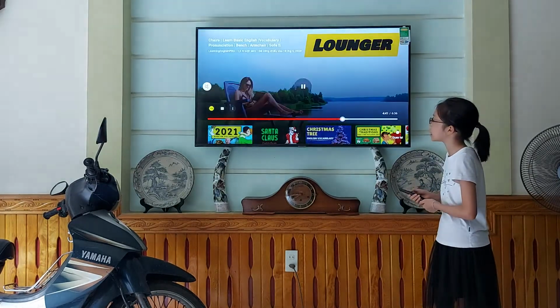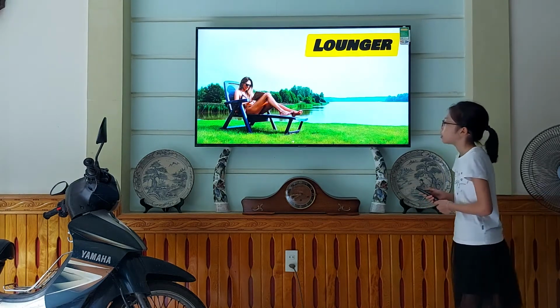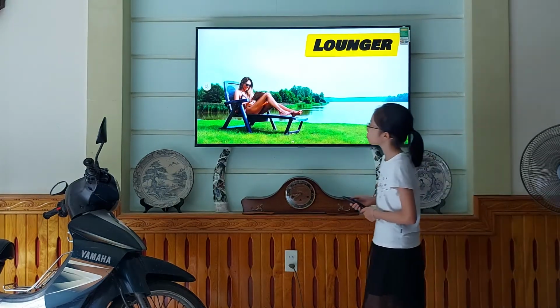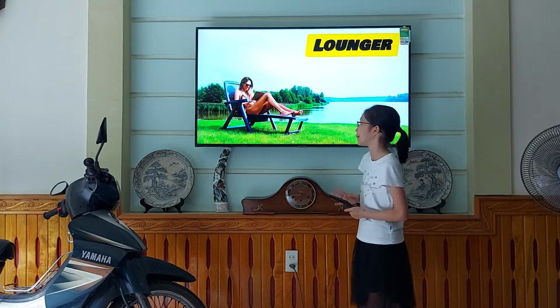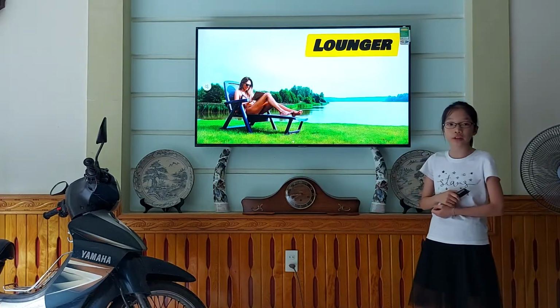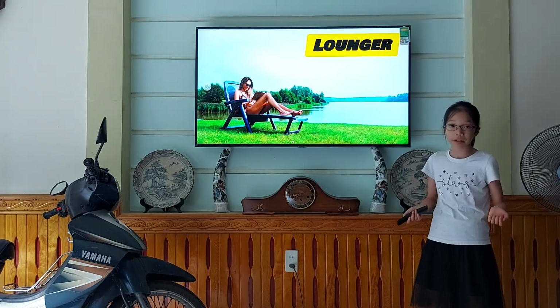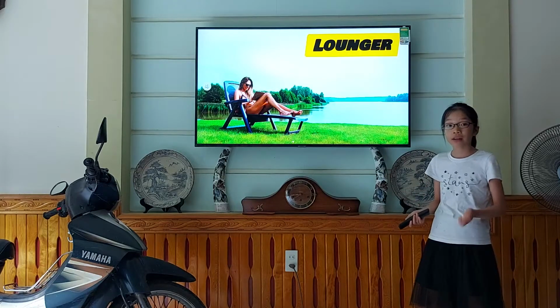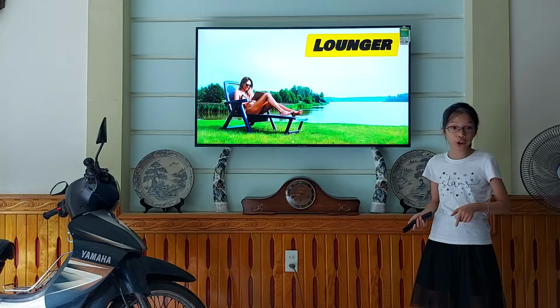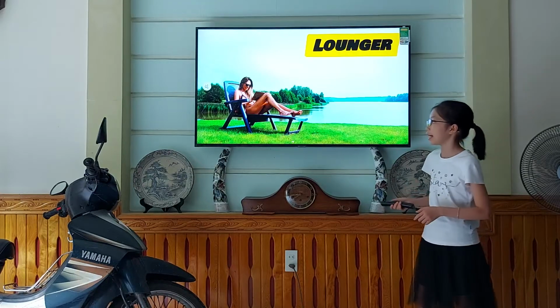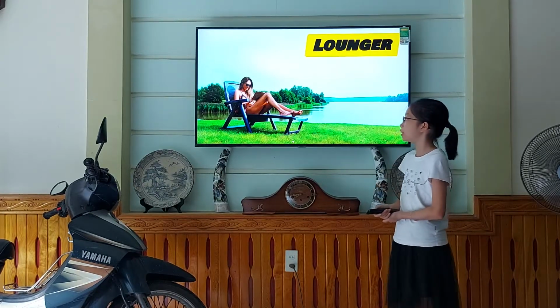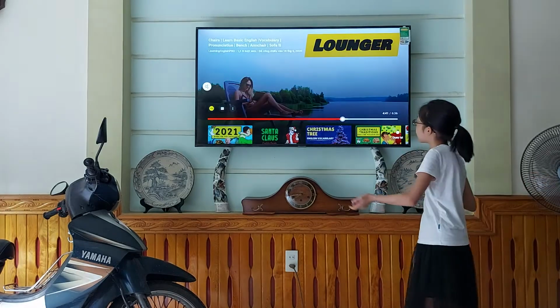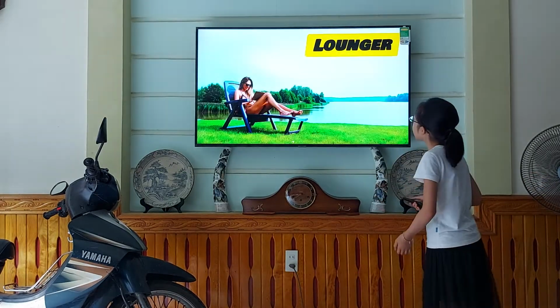Or another kind of chair, which is a lounger. Oh, actually this woman is wearing a bikini. So this is a chair to rest in when you finish swimming. It's mostly at some beaches, or in a VIP lounge. So this is called lounger. A special chair to sit in when you finish swimming. Lounger.